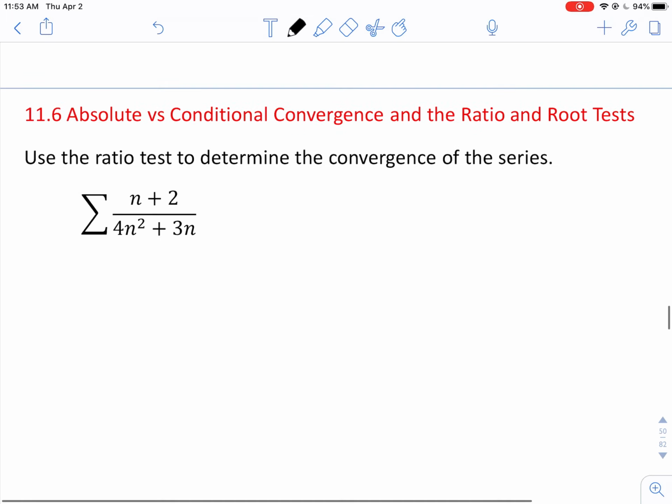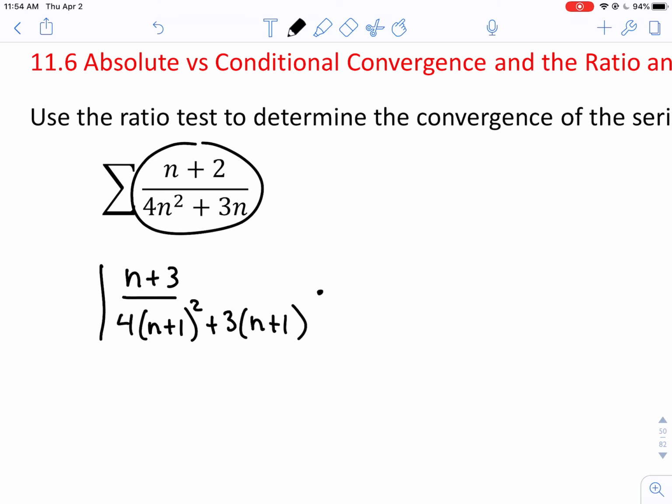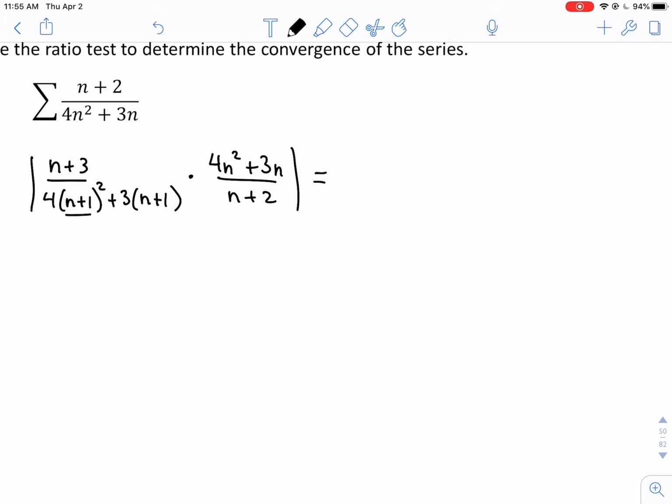This next one, this one doesn't have exponentials or factorials, which make me probably want to lean towards one of my other tests. Let's go ahead and try the ratio test, though, just to see what happens. So I'm going to begin by absolute value, replace all the n's with n plus 1's. So really you're going to have an n plus 3 up top over a 4 times an n plus 1 squared plus a 3 times an n plus 1. And then multiply this fraction by the reciprocal of the original. Notice everything here is going to be positive too, so absolute values just aren't needed. There are no negative terms in this particular series.